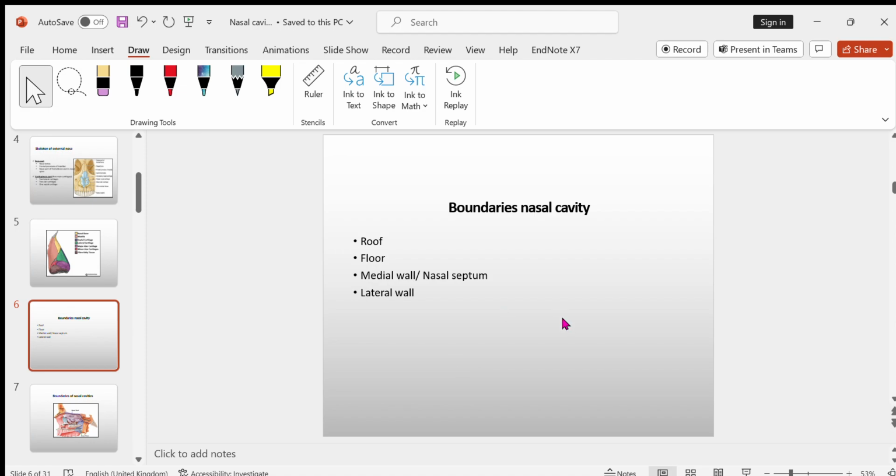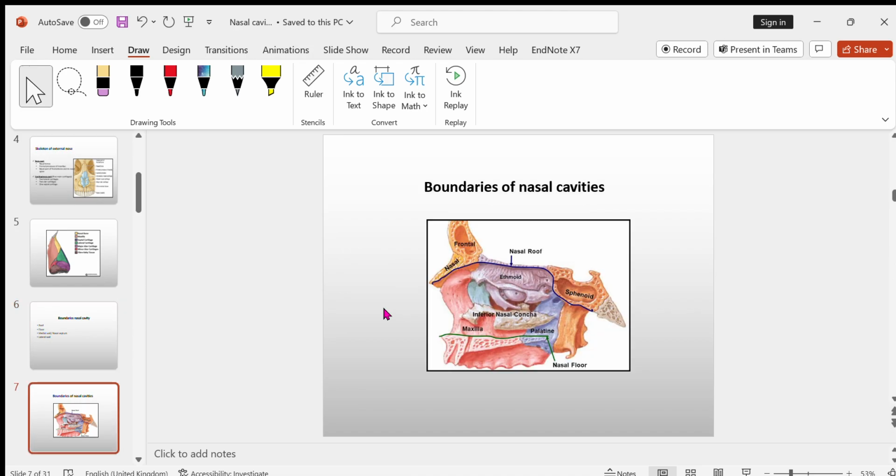Now, if we talk about one nasal cavity, each nasal cavity has a roof, a floor, a medial wall or nasal septum, and a lateral wall. The roof of the nasal cavity is formed from the front by the nasal bone. After that is the frontal bone. After that is the cribriform plate of the ethmoid bone, and posteriormost is the sphenoid bone. So four bones take part in the formation of the roof of the nose. I'll repeat: the nasal bone, then the frontal bone, then the cribriform plate of the ethmoid bone, and finally the sphenoid bone.